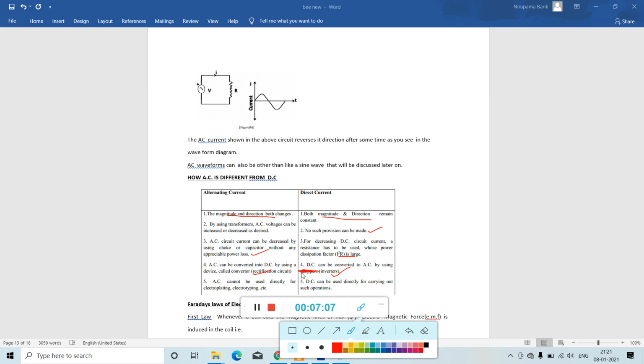Inverter is correct. AC cannot be used directly for electroplating, electrotyping, etc. But DC can be used directly for carrying out such operations. For electroplating and electrotyping, DC can be used, not AC.